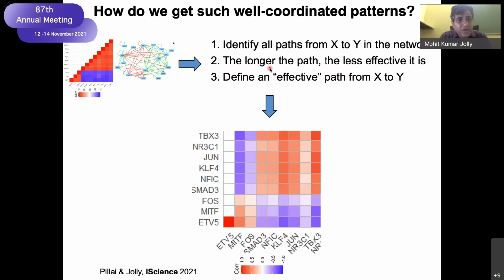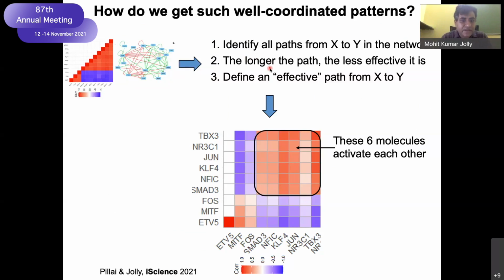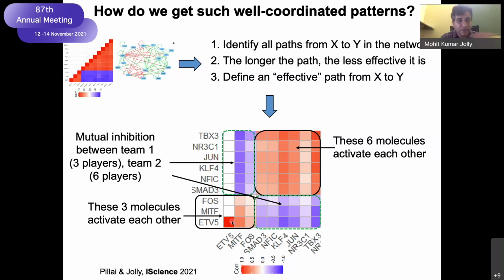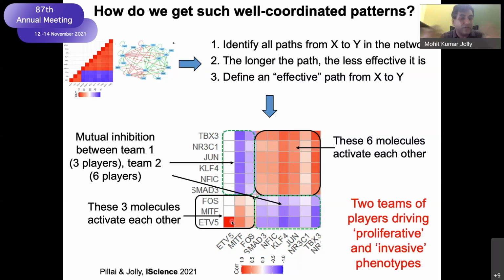When we do that, what we get is the following: there are these six molecules which all increase each other. They all help each other, activate each other. And similarly, these three molecules also do the same. But when you look at the behavior of these six on those three and those three on these six, they actually inhibit each other. So what is going on, as you can imagine, is a tug of war between two sets of molecules which are pulling the melanoma cell to become either proliferative or invasive. Depending on which team wins, the cells can switch back and forth. So there is an intrinsic mechanism for how cells can switch back and forth.